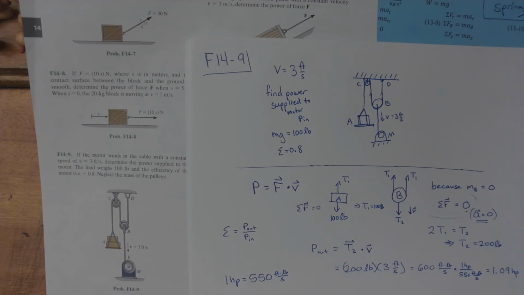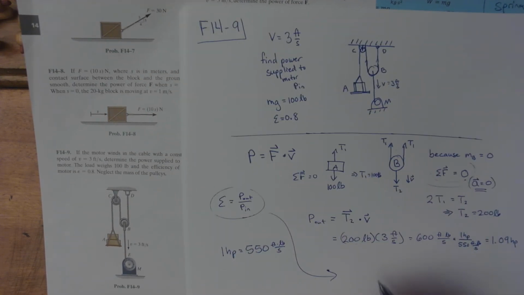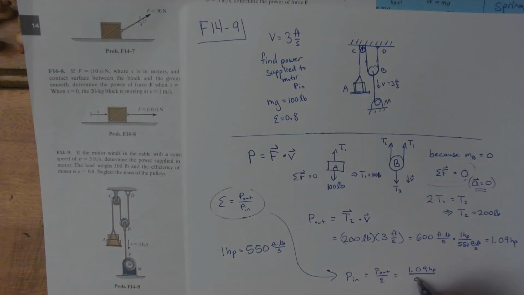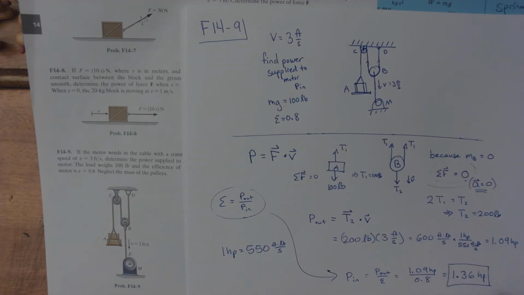so we use this equation here, and to find P in, we have P out divided by the efficiency. So that's 1.09 horsepower divided by the efficiency, which they told us was 0.8. Therefore, we get 1.36 horsepower for the power supplied to the motor.